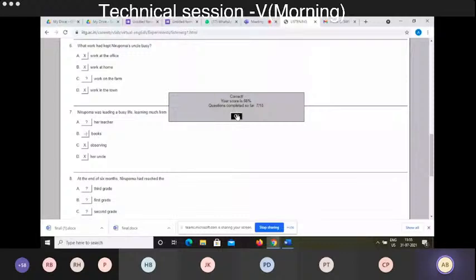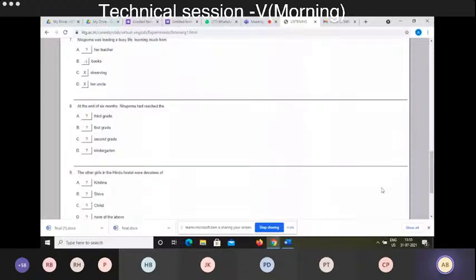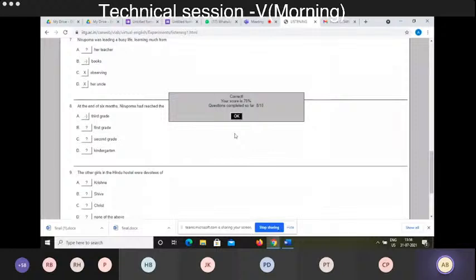Next one, question number 8. At the end of 6 months, Nirupama had reached the A, third grade, B, first grade, C, second grade, D, kindergarten. What is the option? Third grade. That means you are going for option A. Okay, I'm locking it. Yes, that is the correct answer. It's the third grade.